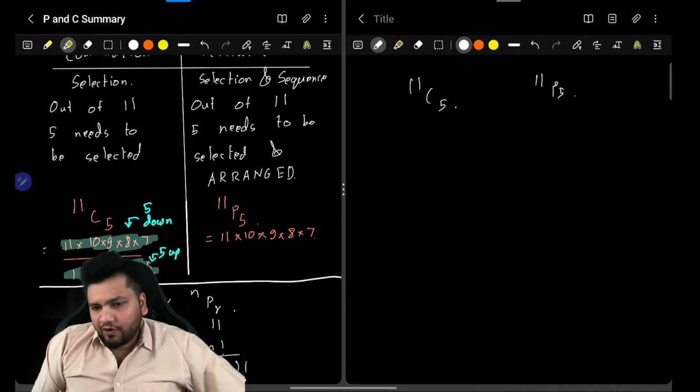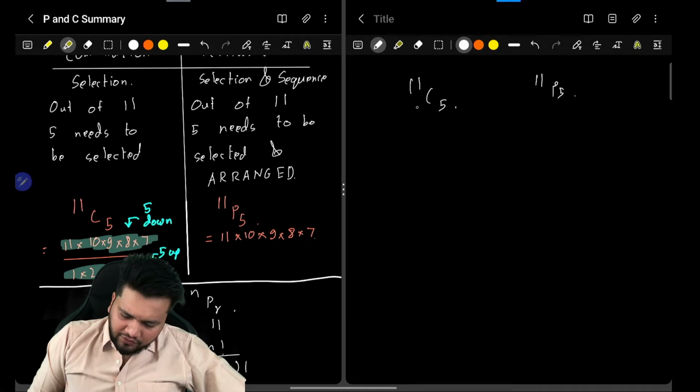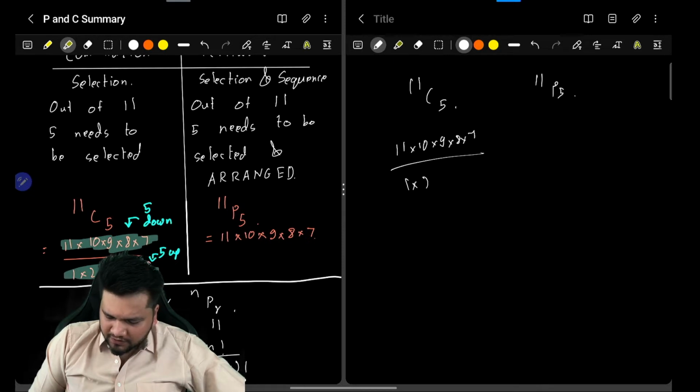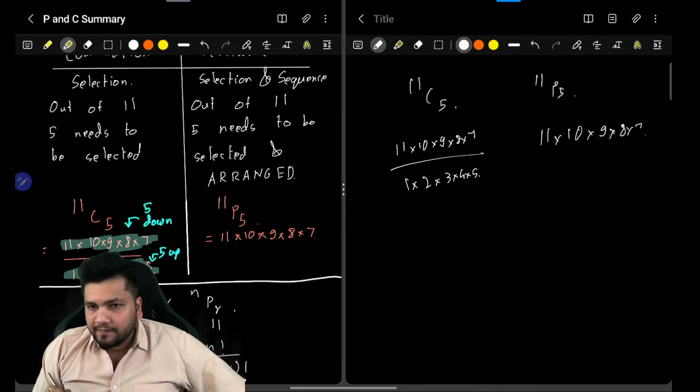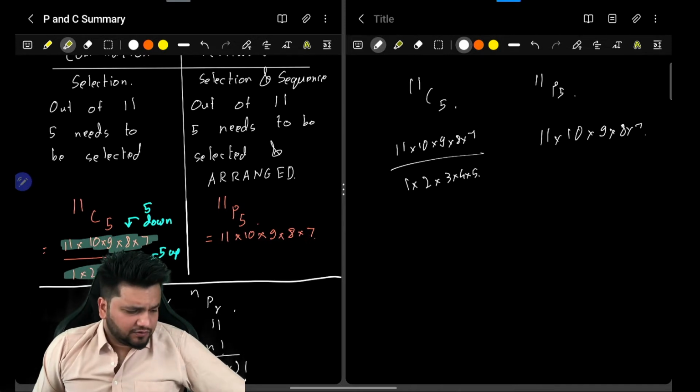Now see, the formula which I would recommend, which works everywhere, even when it comes to n minus 1 type of problems. We will go 5 steps down: 11 into 10 into 9 into 8 into 7, upon 5 steps up, which is 1 into 2 into 3 into 4 into 5. For 11P5, just go down: 11, 10, 9, 8 and 7. That's it. This is going to be 11P5. This is important when we come across those types of problems.